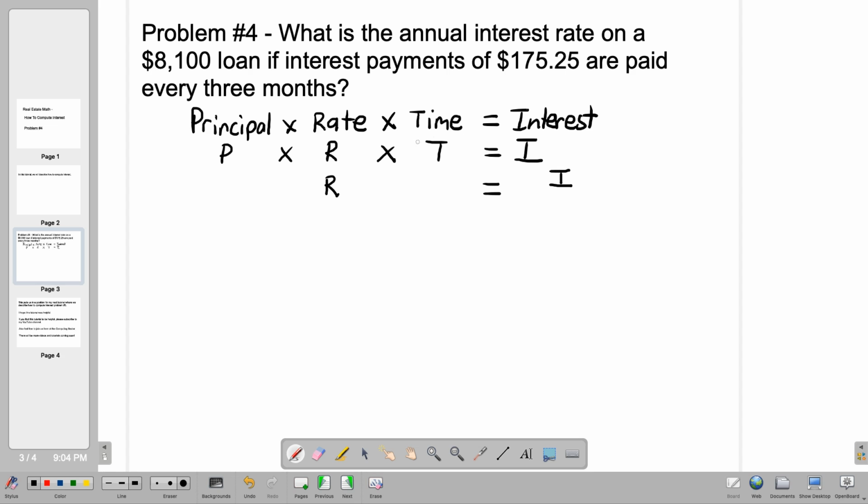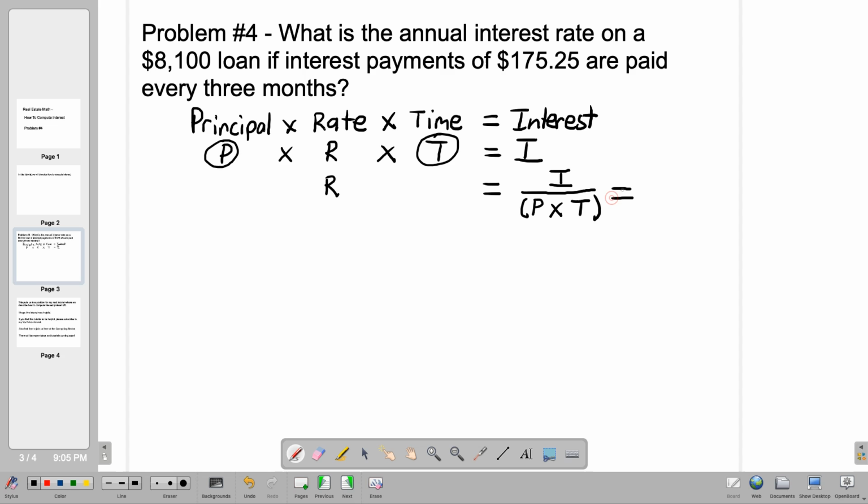That means that we want to move the T and the P towards the right of the equal sign. Since P and T are related by multiplication, it means that it is going to be represented by division. So we'll have I divided by P times T. So we have R equals I divided by P times T.